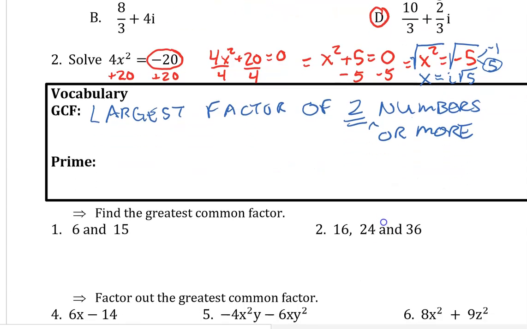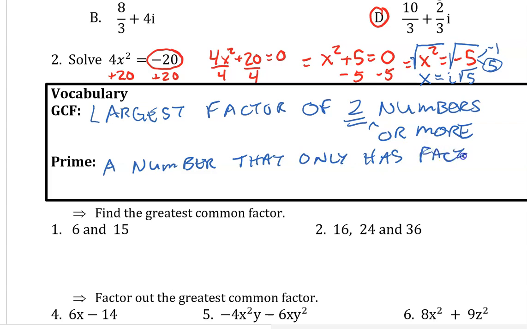A prime number is a number that only has factors of 1 and itself.